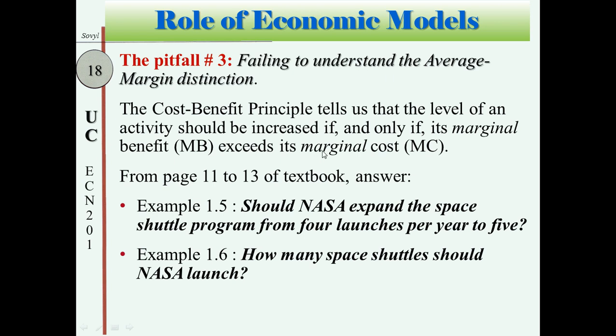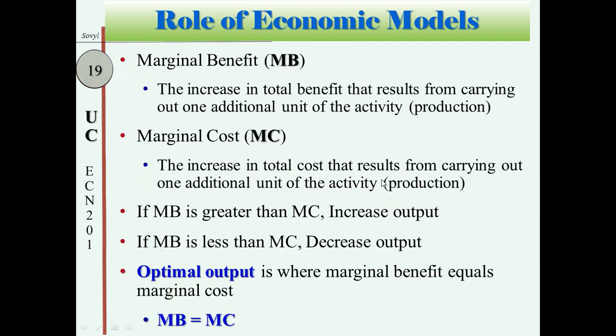I'm not going to spend much time on this, because I already talked about marginal benefit and marginal cost in the previous one, so I skip this. Marginal benefit, MB, or marginal revenue, refers to the increase in total benefit or total revenue that results from carrying out one additional unit of activity or production. Maybe you get it from the other slide that I showed you earlier. Same thing, marginal cost refers to the increase in total cost that results from carrying out one additional unit.